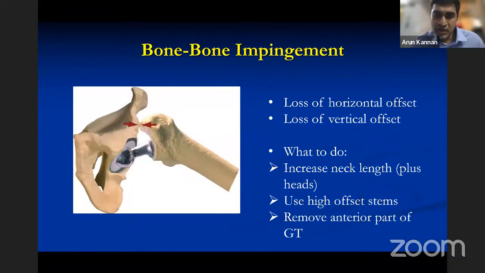The third is bone against bone impingement, and it is often the GT that goes and impinges against the AIIS. And this is often attributable to loss of offset and length, horizontal offset as well as the vertical offset. The traditional approach has been to increase the neck lengths, meaning the larger 36 plus 5, plus 4 or plus 8. When you go to these head sizes, it pulls the femur away from the pelvis and reduces this cause of impingement. Use of high offset stems. And a third approach, when you cannot change all this, is to remove a portion of the anterior trochanter so that it doesn't go and hit against the AIIS.